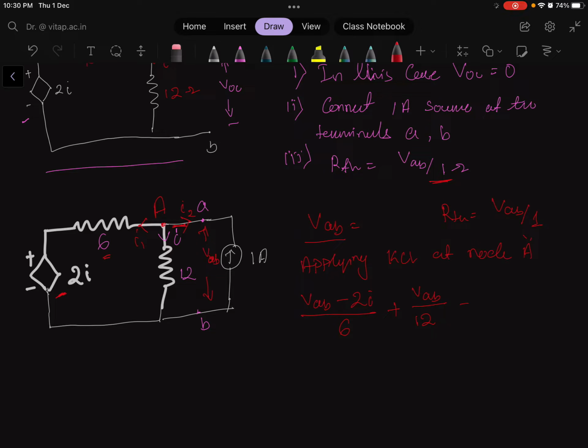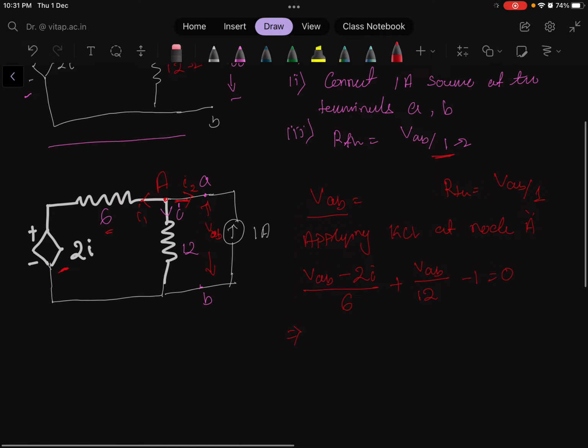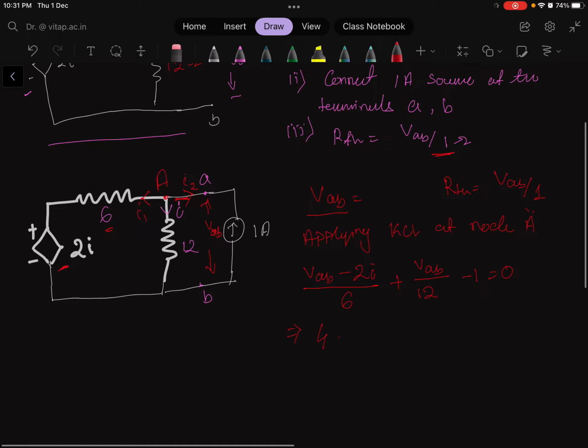I will write minus 1 is equal to 0. So that implies here I will get a circuit value. If I solve it, taking the LCM I can solve it. So it will be 4I minus 2 VAB, then minus VAB is equal to 0.